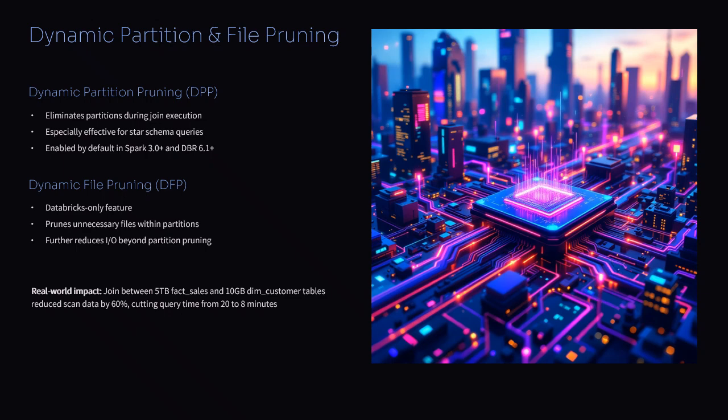For example, a join between a 5 terabyte fact sales table and a 10 gigabyte dimensions customer table could reduce scanned data by approximately 60% and cut the query runtime from 20 minutes to 8 minutes due to these pruning techniques. So when should you use each one of these?